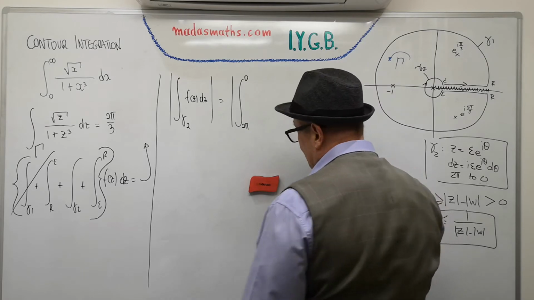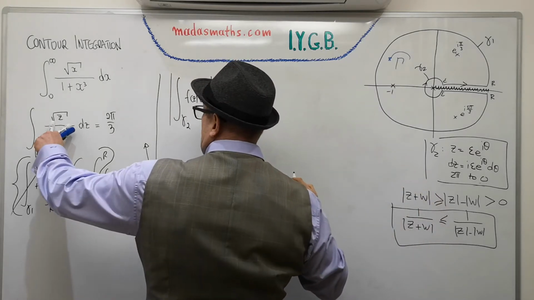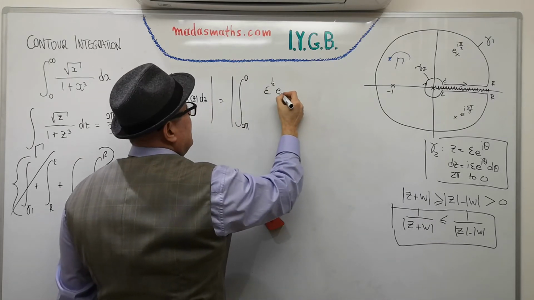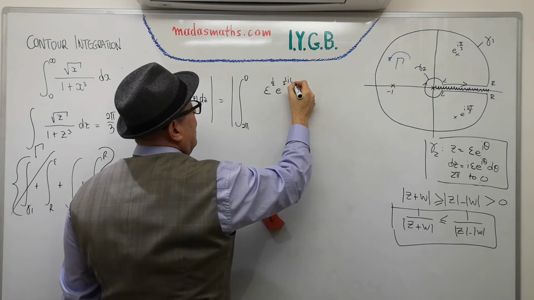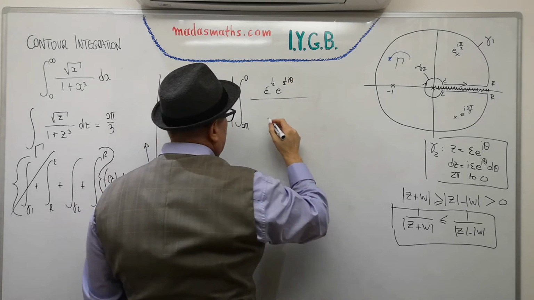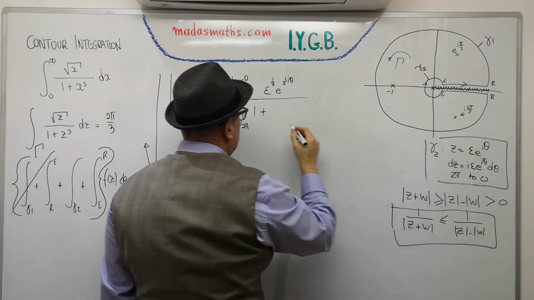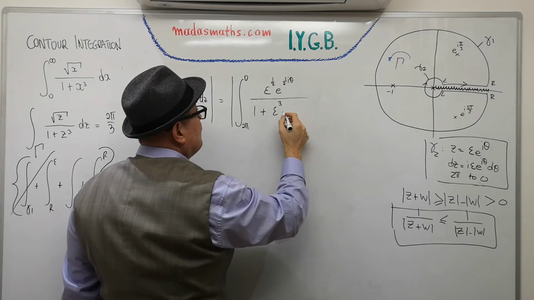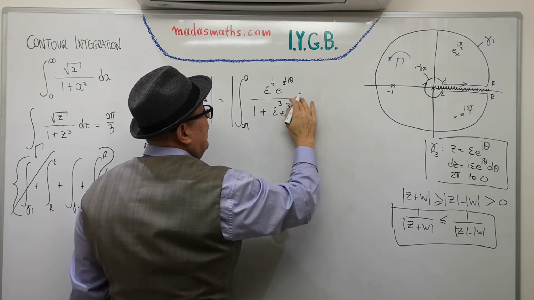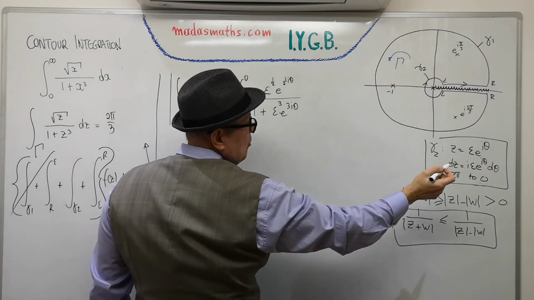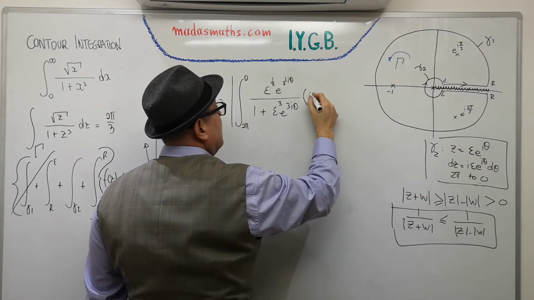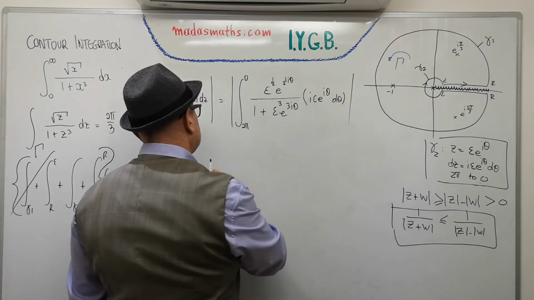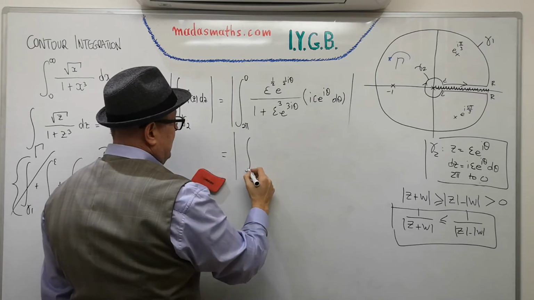So this 2 pi to 0. We got the square root of z. So that is going to be epsilon to the half e to the half I theta. On the denominator we have 1 plus z cubed, which is epsilon cubed, epsilon cubed e to the 3I theta, and my dz is going to be I epsilon e to the I theta d theta. No cancellations taking place. Quick tidy, not doing anything really.